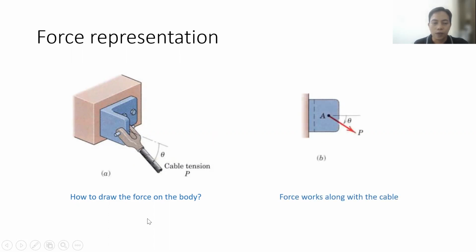Okay. Here we can see the force P, which represents the cable tension. So it works in the direction of the cable, so it has the same angle, theta. And let's see, the point of application of this force will be the hinge, the pin, that is point A. So the location of this point of action is very important because it has an effect on the rigid body.